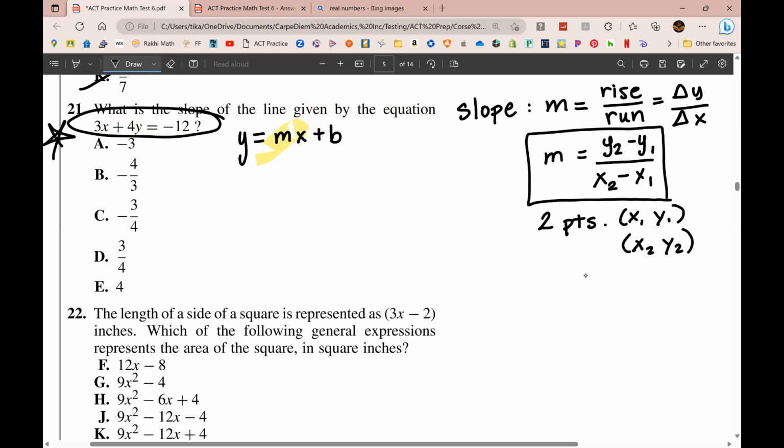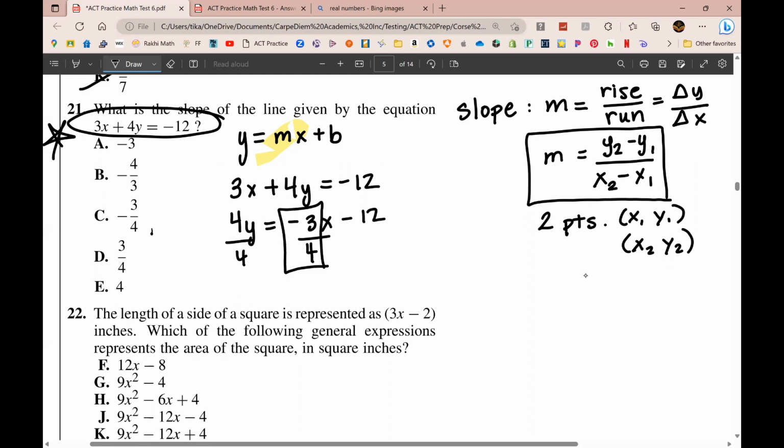Okay, so take 3x plus 4y equals -12. And you're going to subtract the 3x from both sides. So I get 4y equals -3x minus 12, and divide by 4. Now at this point, you already know the slope is -3/4. And you don't really need the y-intercept, which is your b value. That's your y-intercept. That's your initial value, remember? That's also very important on a graph.